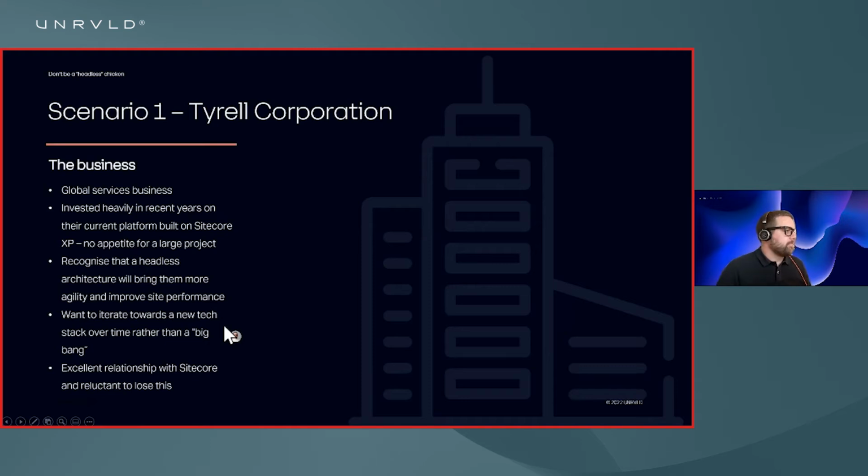Yeah, so the first one, we've called this the Tyrell Corporation. It's a global services business that's heavily invested in recent years in their current platform on Sitecore XP. So they've got no appetite for a large project. They've just done one. They recognise that a headless architecture will bring them more agility and improve site performance, but they want to iterate towards this over a period of time rather than some big project, like I said. They have a great relationship with Sitecore, so they're reluctant to lose this.